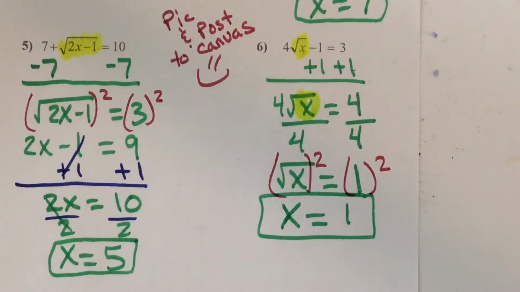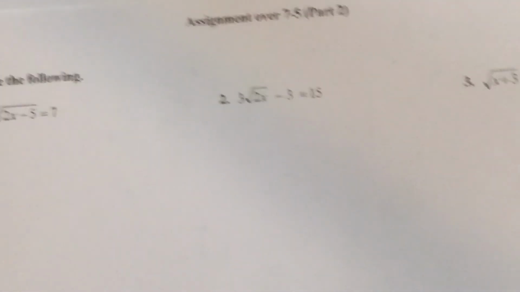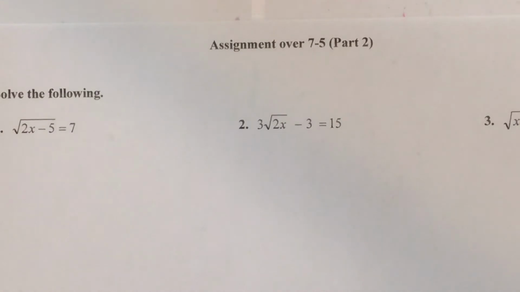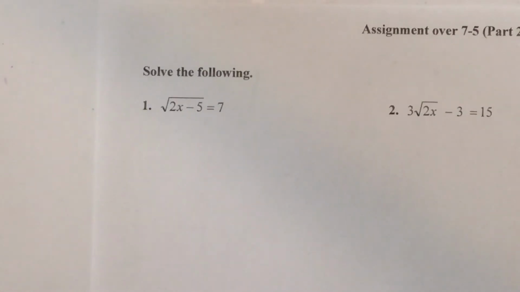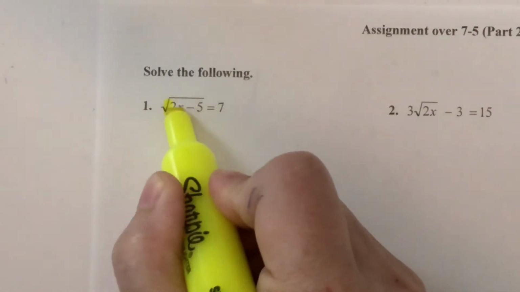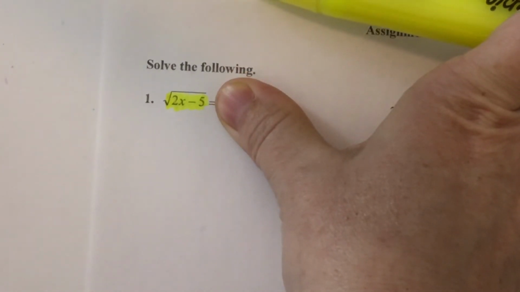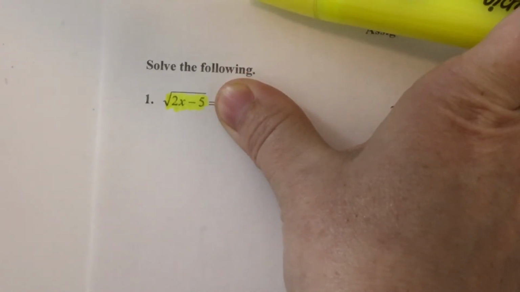Okay, I'm doing the same thing today. So hopefully you're thinking this is pretty easy. All right, so this is called assignment over 7-5 part 2. And we're just doing more of the same thing. All right, so remember, the variable that's under the radical needs to be by itself. And it is. There's nothing smushed against the radical, nothing added or subtracted in front or behind.